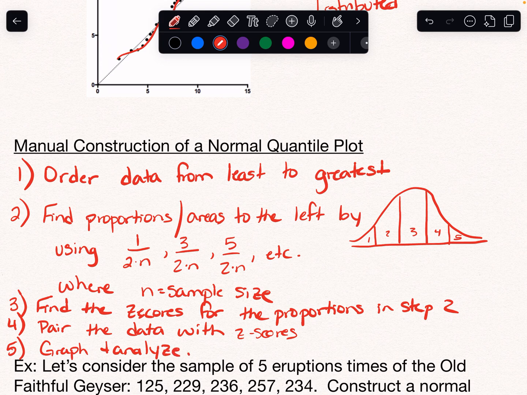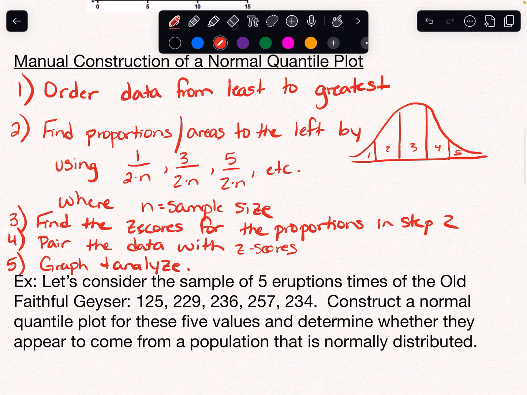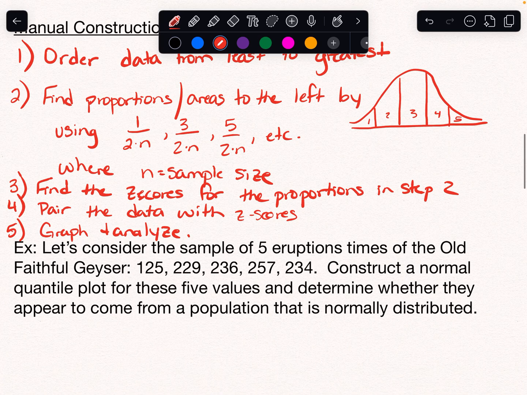Okay. All right, so we're going to do this with our Old Faithful. It says, let's consider the sample of 5 eruption times of the Old Faithful geyser. So I have those 5 data values. Construct a normal quantile plot for these 5 values and determine whether they appear to come from a population that is normally distributed. So we're going to go through all 5 steps here.